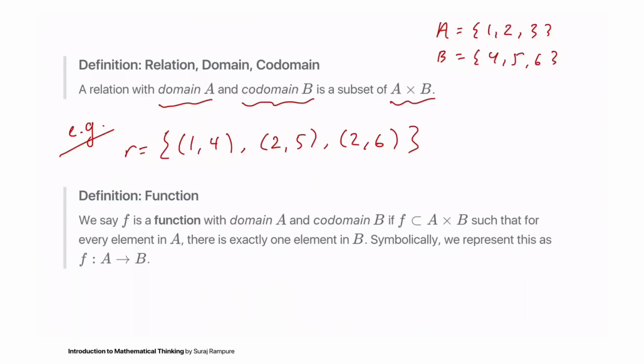A function is also a relation, right? So it's also a subset of the Cartesian product of domain A and codomain B, but it satisfies the property that for every element in the domain, there's exactly one corresponding element in the codomain, right? So another way of saying this is for every element in the input, there's exactly one output, okay? So not multiple outputs, not zero outputs. There's exactly one output for every element in the input.